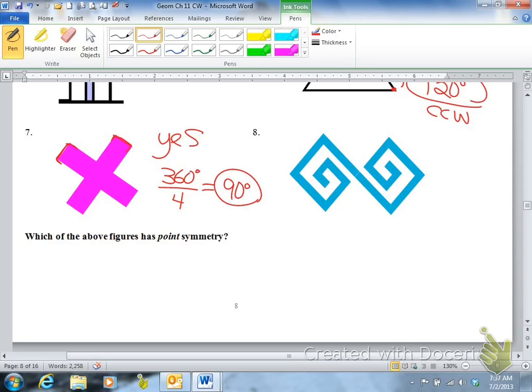And then number 8, it looks like, for instance, if we went 90 degrees, it wouldn't be enough. It would be vertical instead of horizontal. But we could go 180 degrees. So this would be a yes. We rotate 180 degrees.